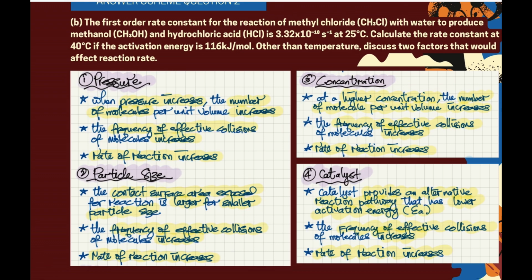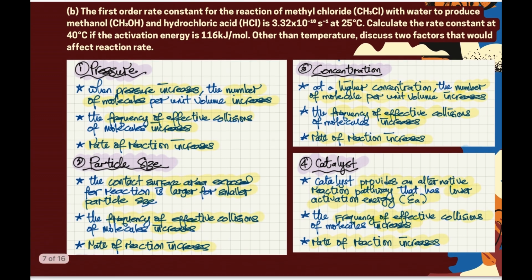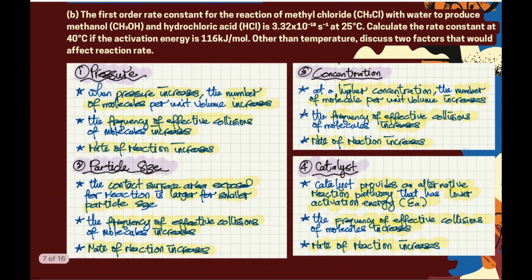Okay, alright. Kalau concentration sama tadi macam pressure ya. Okay, number of molecule per unit volume ya. And last but not least adalah catalyst. Catalyst basically dia punya keywords adalah alternative pathway with lower activation energy. And after that dia akan ada sambungan yang lebih kurang sama. Bukan lebih kurang sama, sebiji sama semua ayat dia.